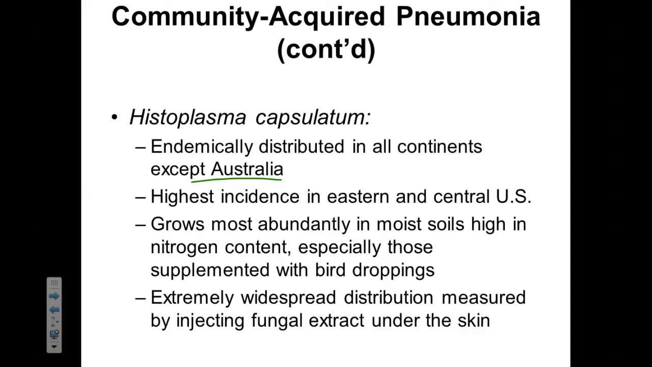There's going to be very high incidence of this pathogen, though, in the east and central regions of the United States. This pathogen needs moisture, so it grows really well in moist soil that has lots of nitrogen and nutrients in it, particularly soil that has lots of guano or bird droppings in it. So if we were to go spelunking, for example, in a cave that has bats, that guano or bat poop on the floor of the cave would be an ideal location for Histoplasma capsulatum to grow.